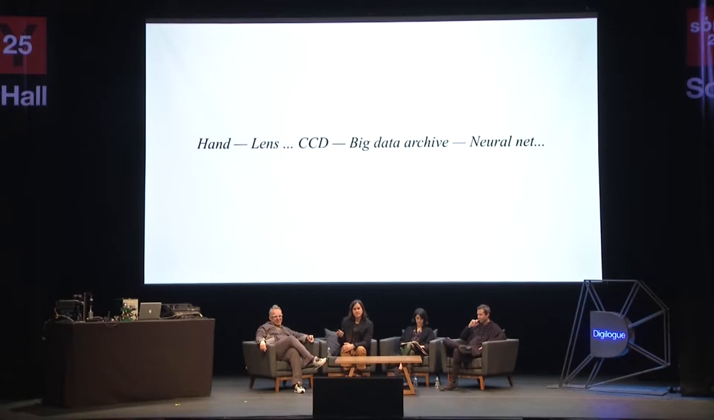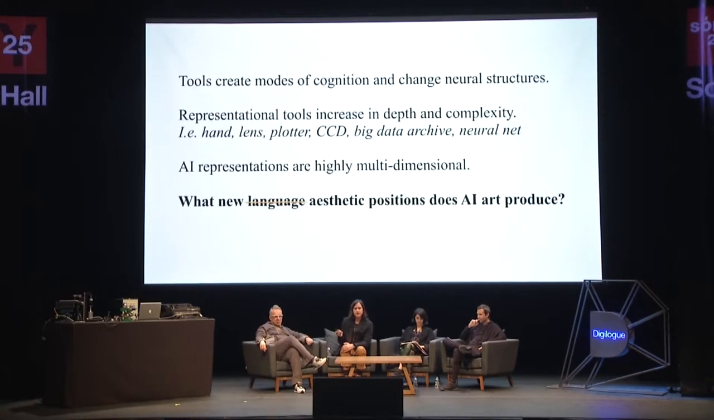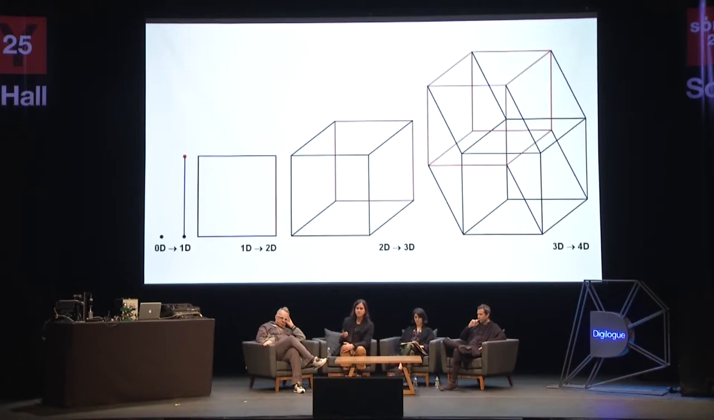Yes, hand, lens, CCD, big data archive, neural net. So what I'm trying to get at here is that tools create modes of cognition that change our neural structures, and that our representational tools are increasing in depth and complexity. I'm going to focus on one specific property of AI systems and deep neural nets, which is multidimensionality, and ask the question, what new aesthetic positions does AI art produce?